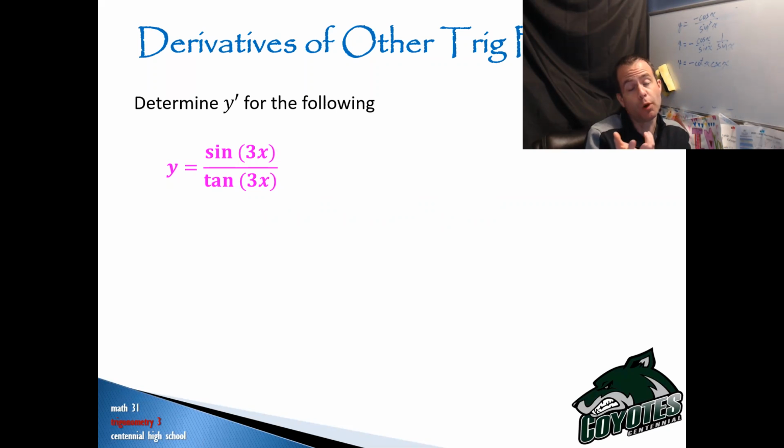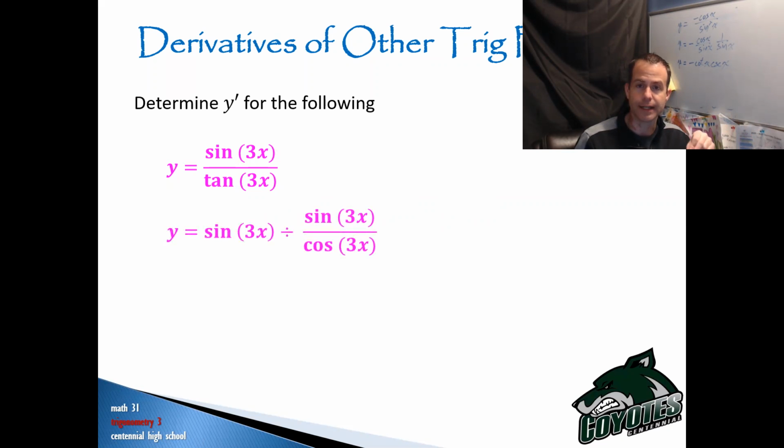If you want to do it now and you want to use the quotient rule, go ahead. I'm just going to say, okay, well, I know that tan is sine over cos. So I'm going to write this as sine of 3x divided by sine of 3x over cos of 3x. Then I can see that that's going to be times cos of 3x over sine of 3x. And I know that my sine of 3x's will divide each other out. So I'm actually just left with cos of 3x. To me, it's much simpler to take the derivative of this than to use the quotient rule up here.